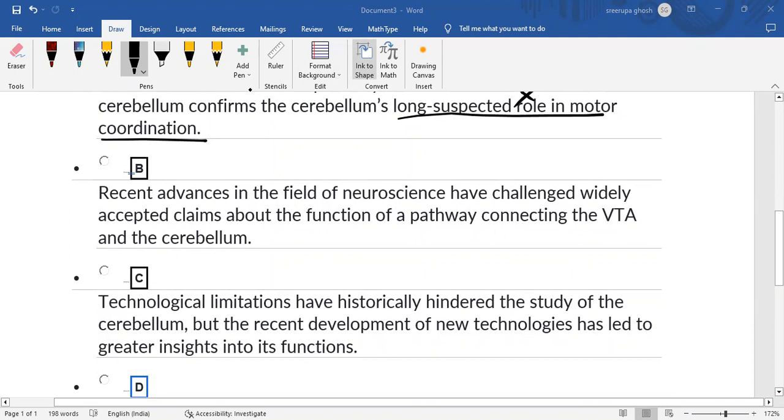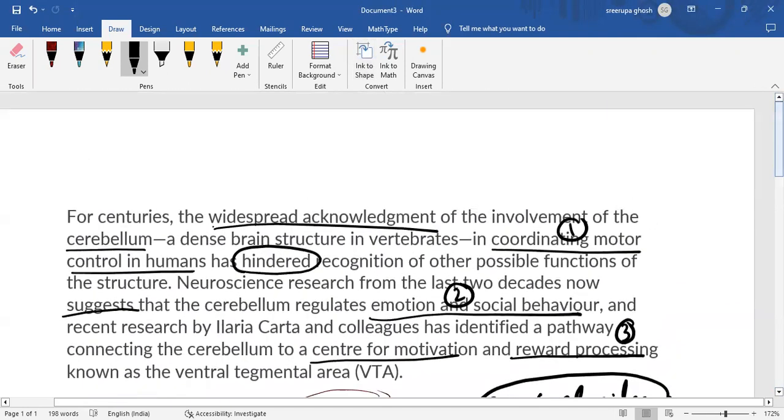It says it challenged widely accepted claims about the function of a pathway connecting the VTA and the cerebellum. Yes, there was a widely accepted claim. What was that widely accepted claim? That the cerebellum is only responsible for coordinating motor control in humans, and there are no other possible functions. That was the widely accepted claim. And the second idea, especially this pathway which has been identified, is challenging this wide belief that it was only coordinating motor control and there was no other function.